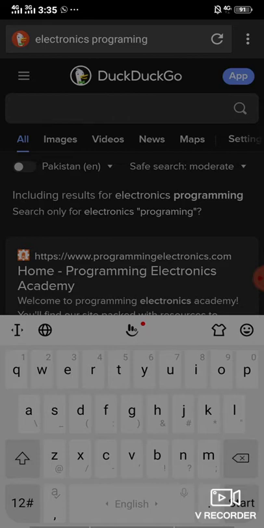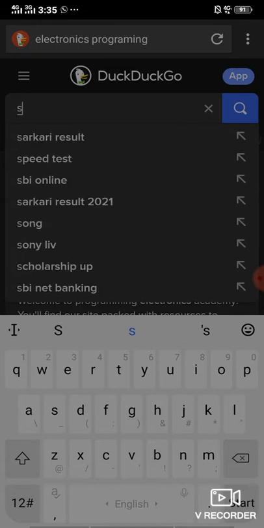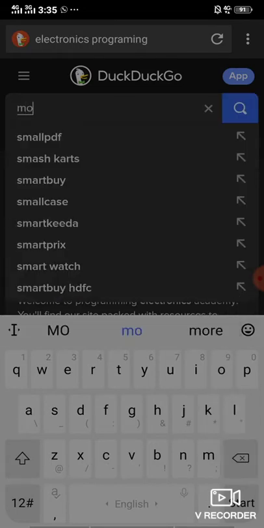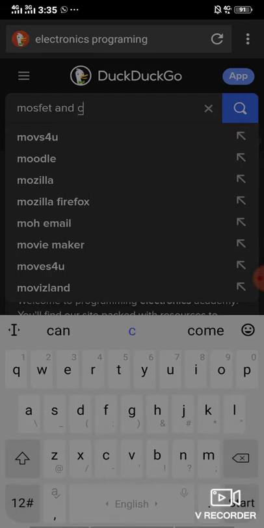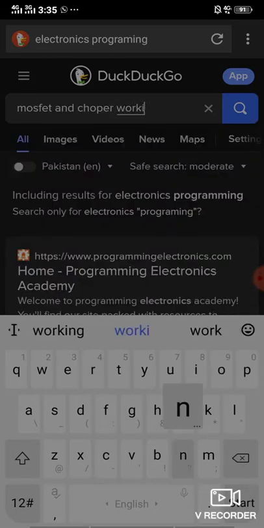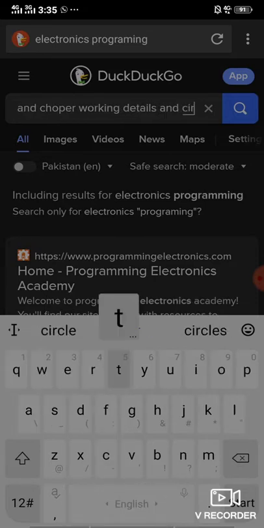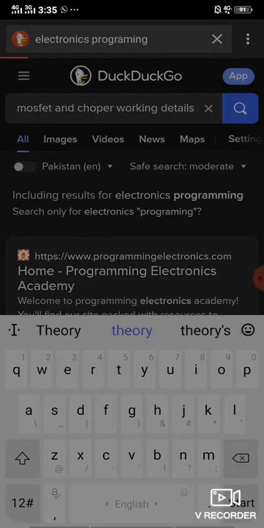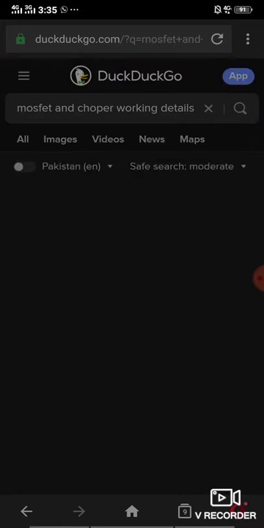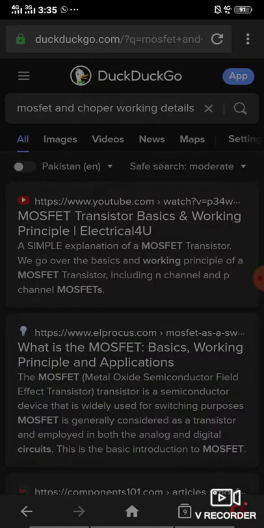So we will type on our browser: MOSFET and chopper working details and circuit theory. There are multiple tabs open, so we will click on the second website.